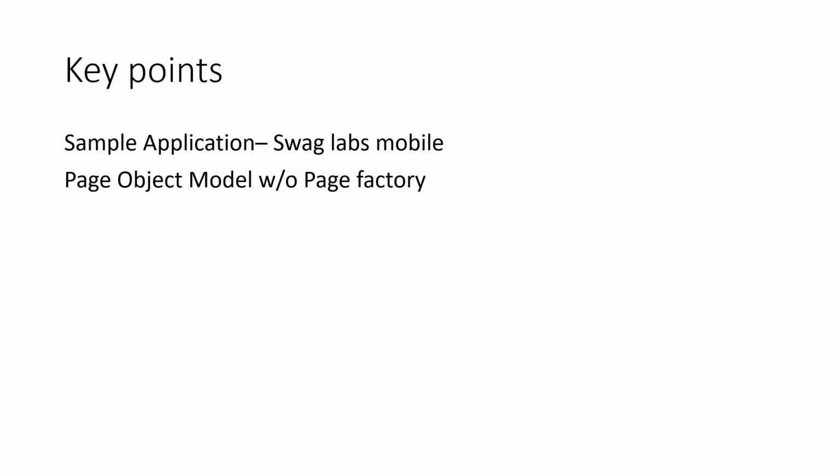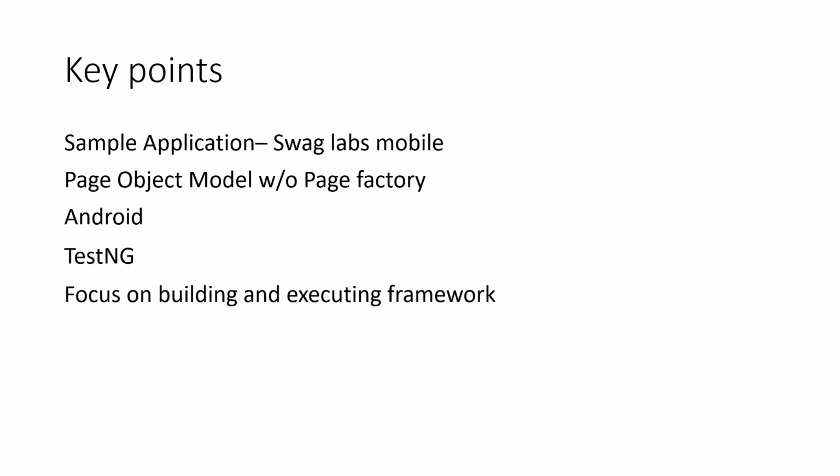So let's quickly go over the agenda or key points we have before we get started. We will automate a sample application. The name of the application is the Swag Labs mobile. We will use the page object model without the page factory. We will focus on the Android mobile automation. We will use TestNG as a test management framework. This recording will focus on building and executing the framework rather than covering the initial setup steps.